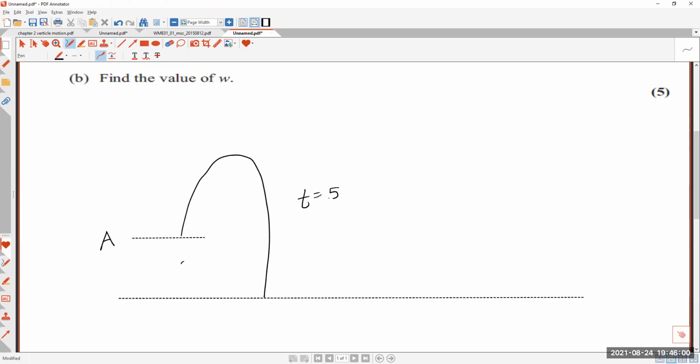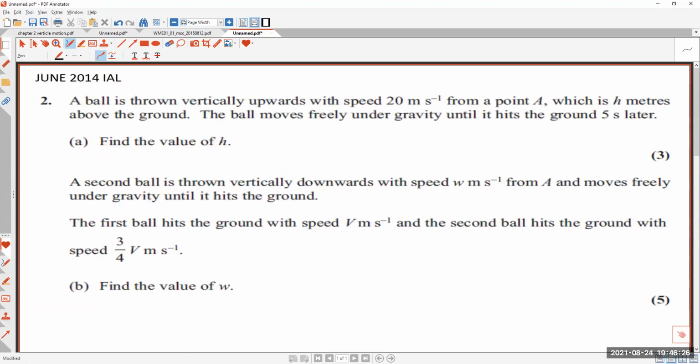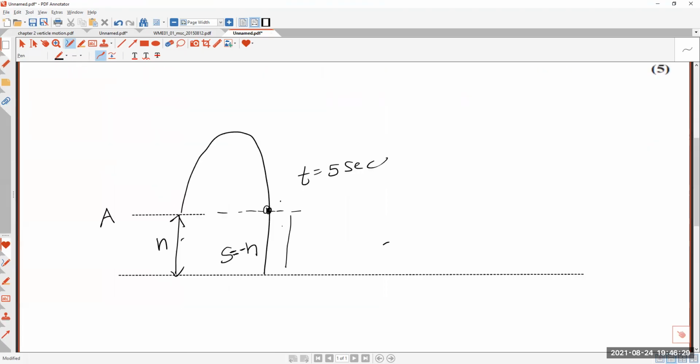So time is equal to 5 seconds. What is the overall displacement? This is your h meters above the ground. So your final displacement is negative h. You understood, right? Here your displacement is 0, and you went below your original position, so it's negative. Now they're saying find the value of h.